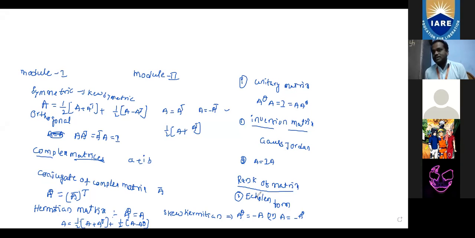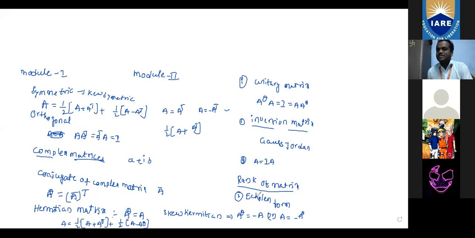In some cases an entire row becomes zero, or some middle rows do. In those cases we interchange the rows and columns. After that, the rank of the matrix is the number of non-zero rows. After elementary operations, the matrix in echelon form has some number of non-zero rows, and that number is the rank of the matrix.